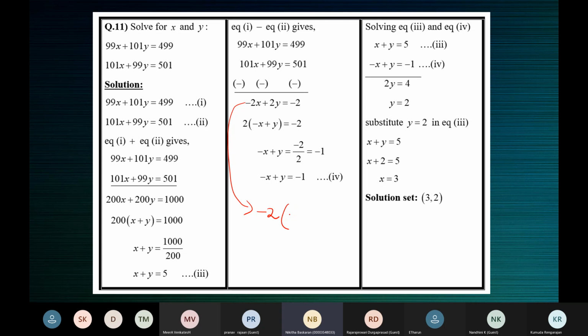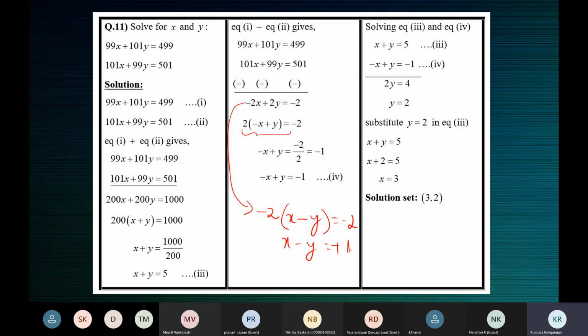Ma'am, I have taken 2 as common. If you've taken 2 common, you can see what it is here. If you take 2 common, this is what you should get in the bracket. If you take minus 2 common, then what will you get in the bracket? x plus or minus here? Minus y. Minus y is equal to minus 2. If you take minus 2 common, then this is what you will get in the bracket. Or x minus y is equal to plus 1.